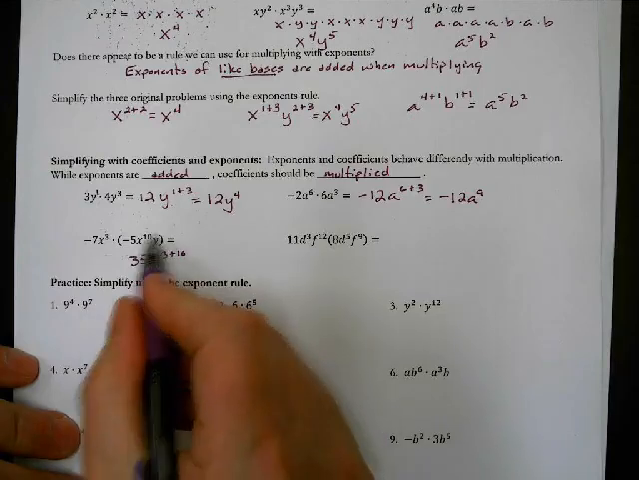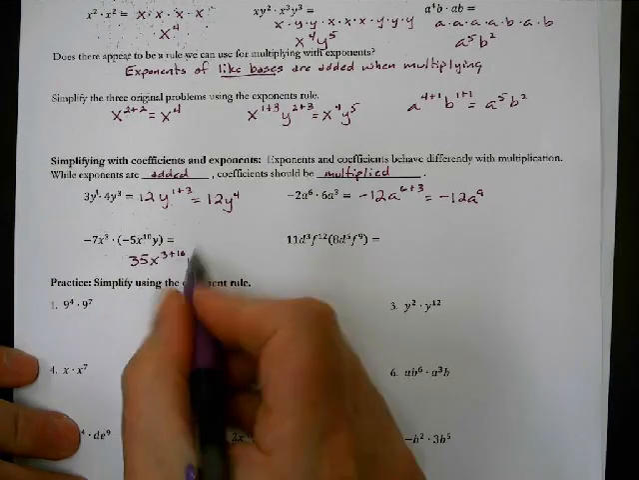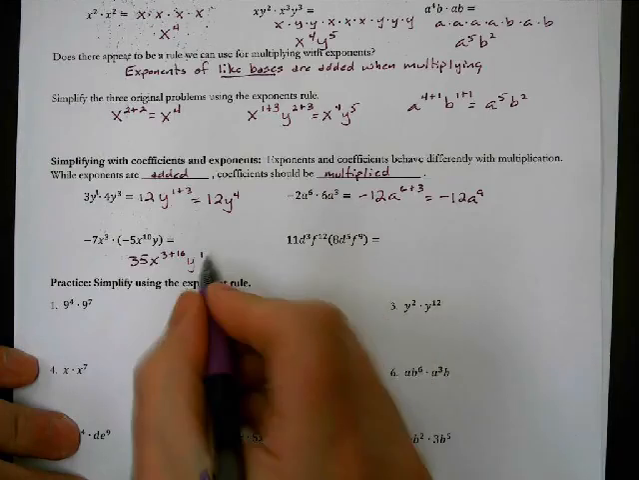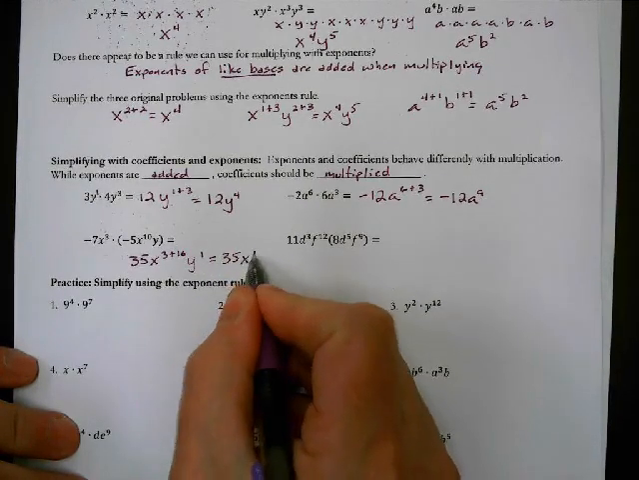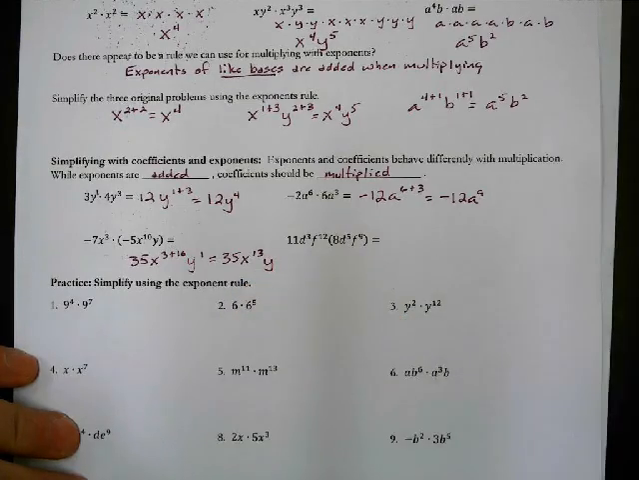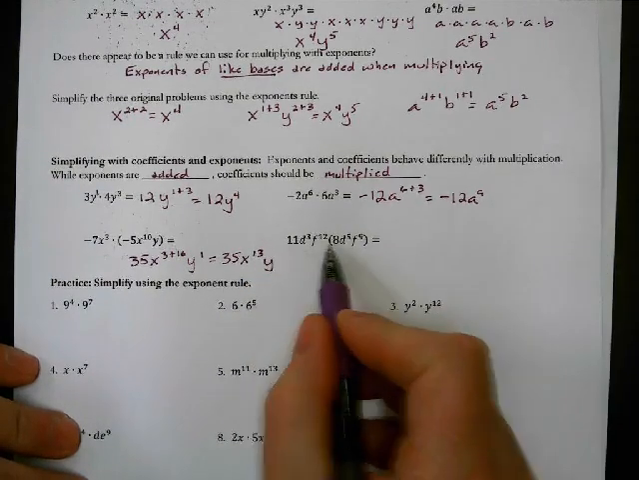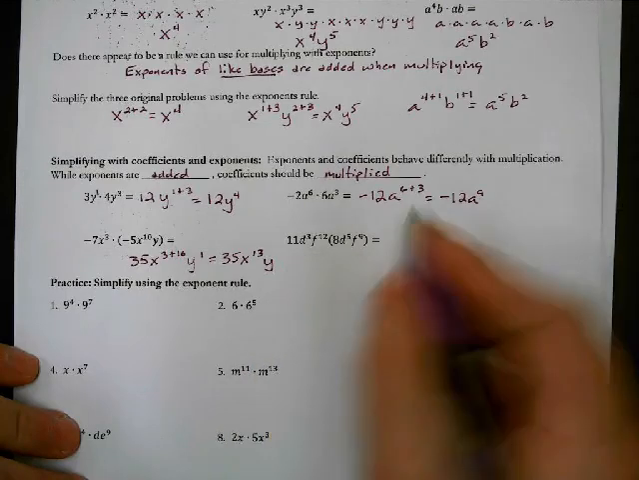But there's only one y. So it's like 0 plus 1, or just 1, up there. Final answer is going to be 35, x to the 13th, y to the first. Last one in this example, 11 times 8, that's my coefficient, I get 88.